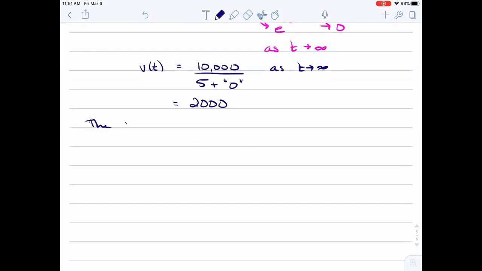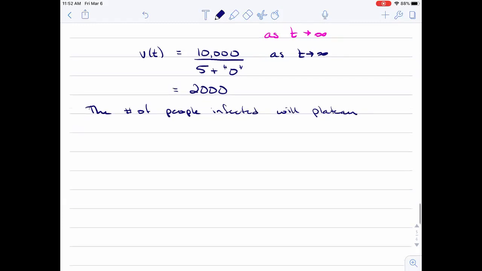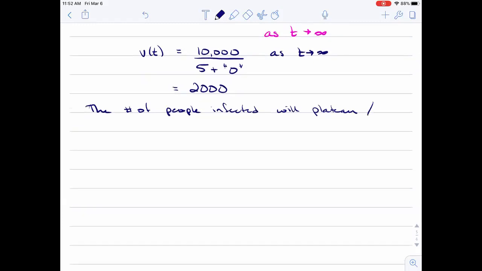The number of people infected will plateau, so just level off. Plateau, or level off, whichever makes more sense to you, at 2,000 people infected.